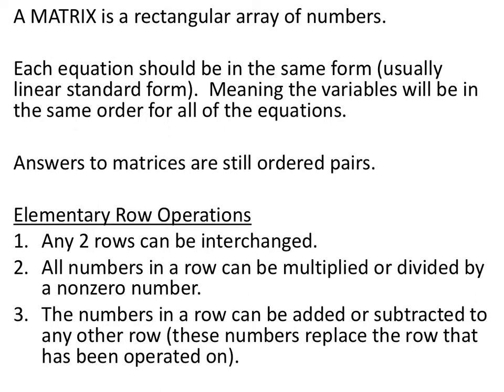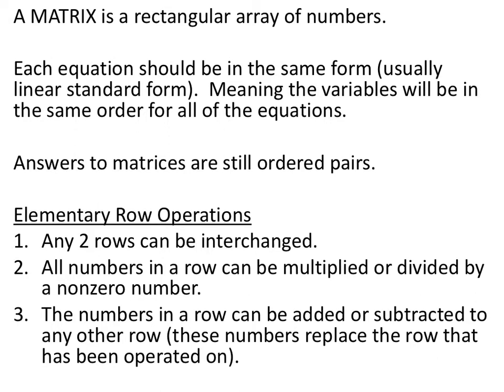Number 2: all numbers in a row can be multiplied or divided by a non-zero number. This is very similar to what we did with elimination, when we were looking to multiply the equation so that we could get the coefficients to be opposites, which is essentially what we'll be doing with number 2.